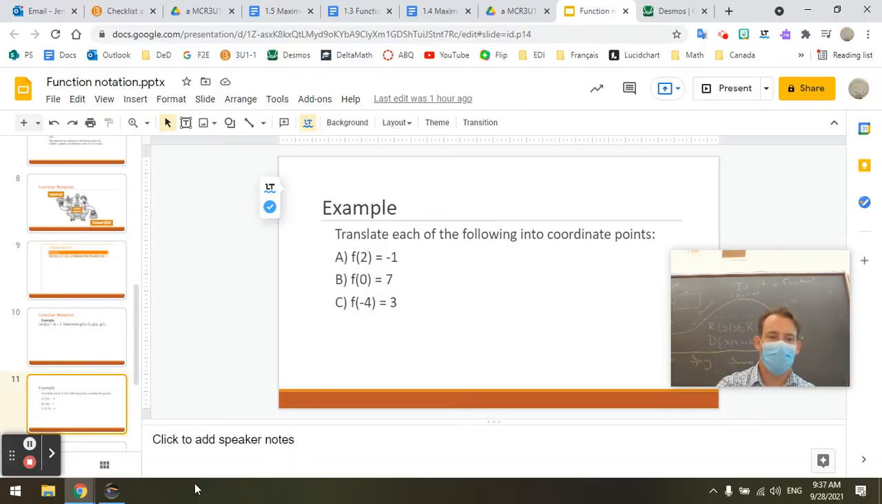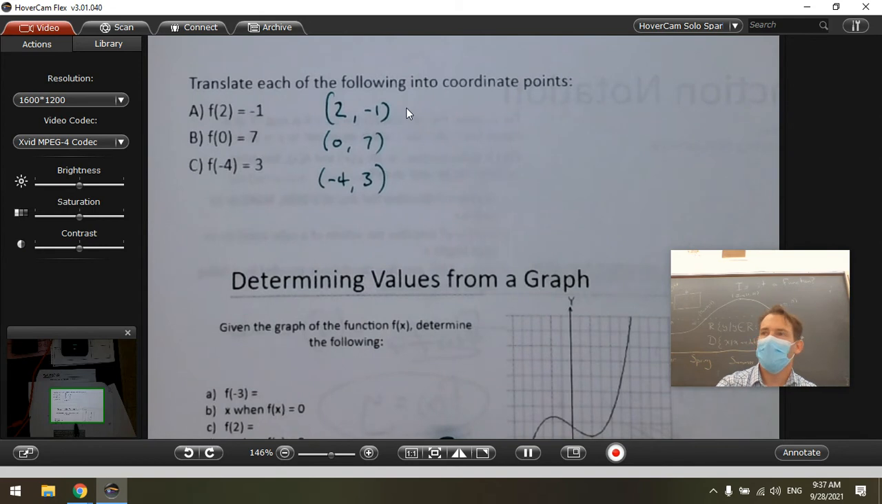What would happen if it equals a binomial? If I had a binomial there that I was inputting on either side, then I wouldn't be able to translate this as a coordinate point. If I gave you a question like this and said translate it to a coordinate point, I would give you something that could be a point. I wouldn't try and trick you in that way.